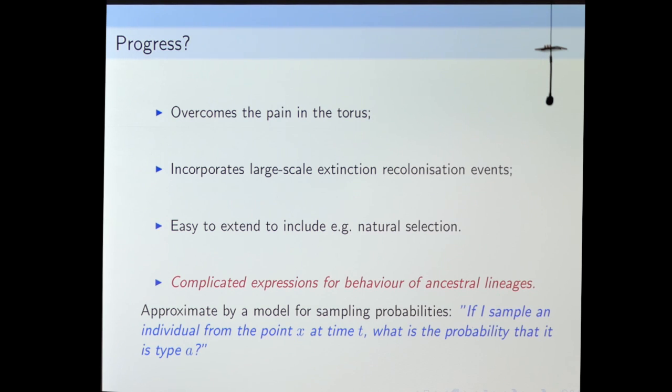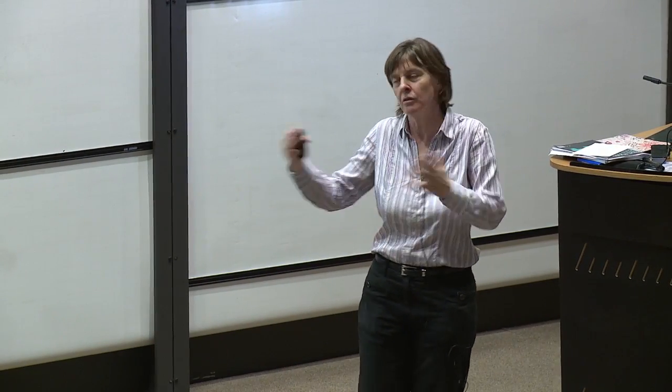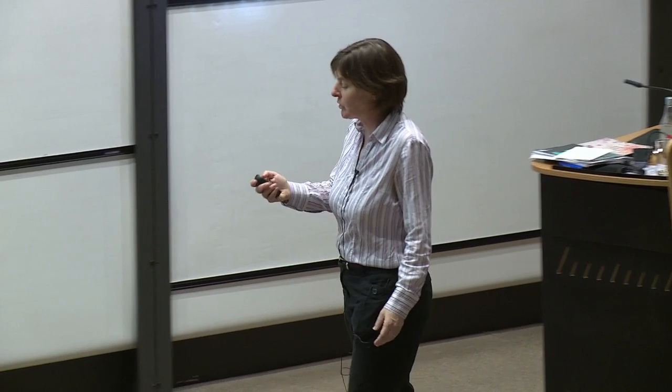The way that we think about that single model is that what we're going to use as an approximating model is a model for sampling probabilities. So what my model will answer is the question: if I were to sample an individual from the point x at time t, what is the probability that it is of type A, whatever type A might be? That's the question that our model would let us answer. To explain how it works, it's convenient to forget space for a moment, because we're just going to adapt a non-spatial model to a spatial model.